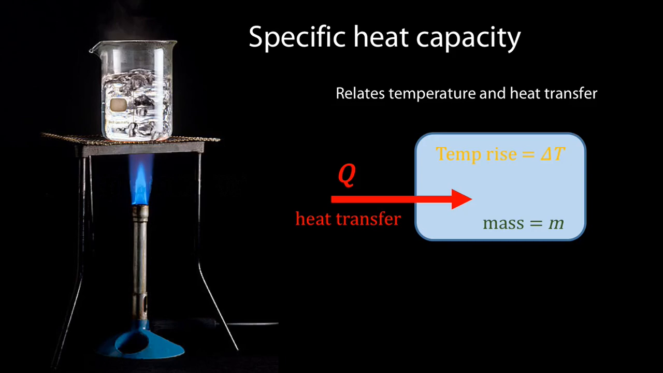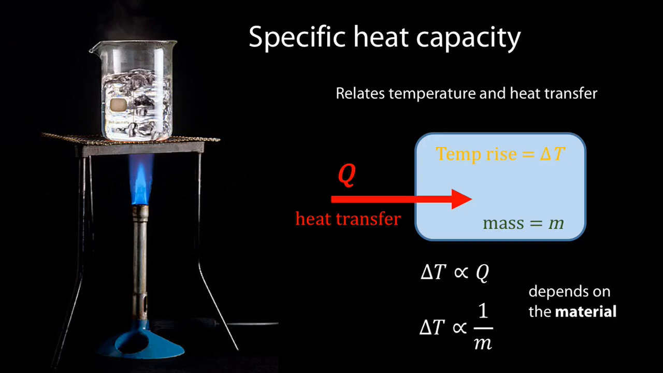If a substance has a mass, m, the change in temperature, delta T, will be proportional to the amount of heat that's transferred, but it is also inversely proportional to the mass of the substance, and that's logical. If we transfer the same amount of energy to 1 kilogram of water, then it will produce a smaller temperature change than if it's half a kilogram of water, and a greater temperature change than if it's 2 kilograms of water. But it also depends on the material. The same amount of energy transferred to liquid water and transferred to alcohol will produce different temperature changes.